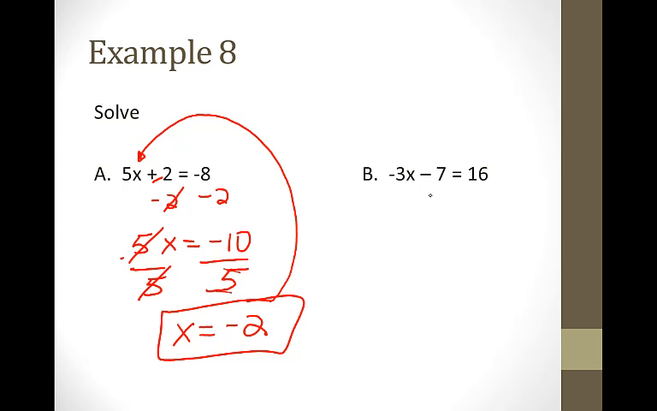Negative 3x minus 7 equals 16. So I'm going to add 7 to both sides. I'll have negative 3x equals 23, and divide by negative 3. So x equals negative 23 thirds.